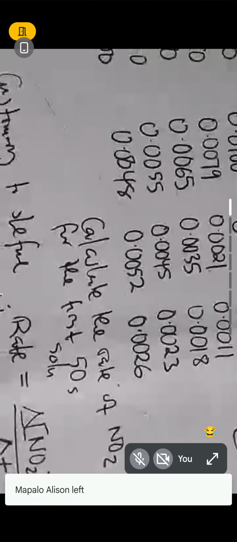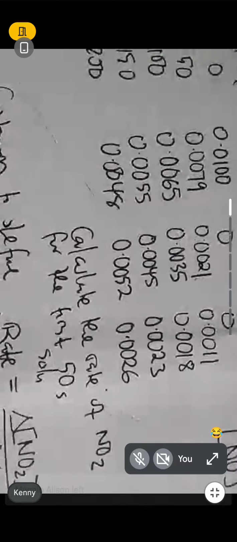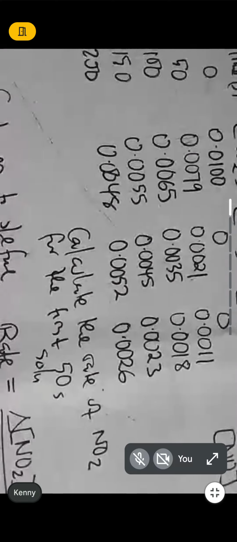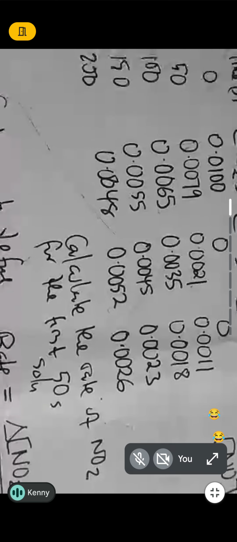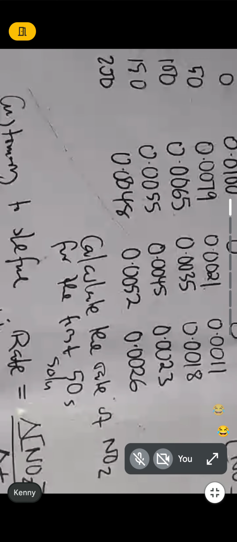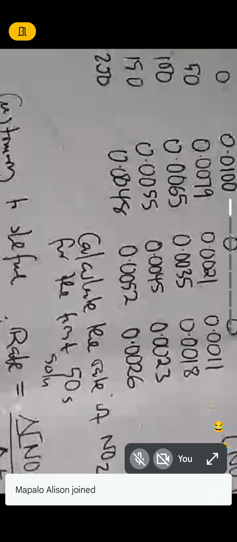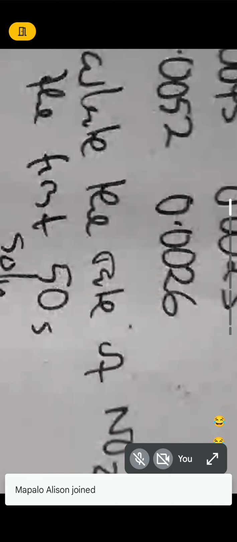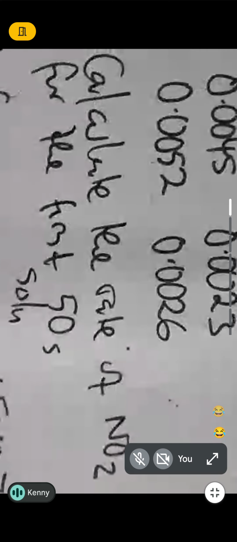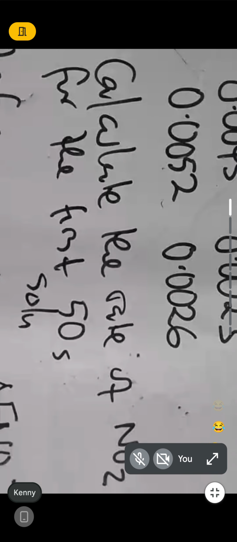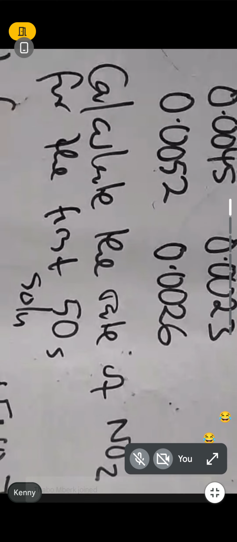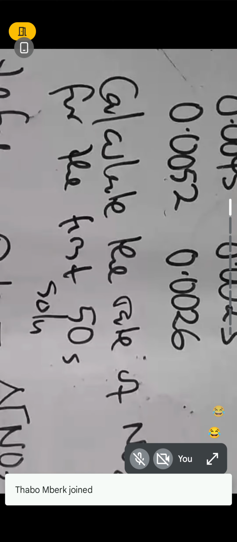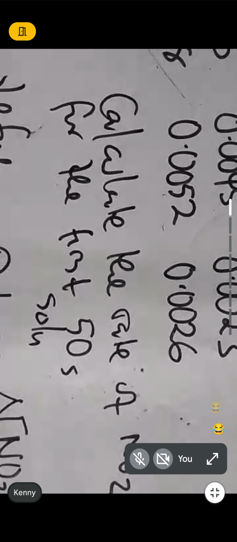When you say the rate, the rate of what? Can't you see what is written here on the board? The rate of NO2. That's what we are looking at. Is it always that the rates are supposed to be positive?